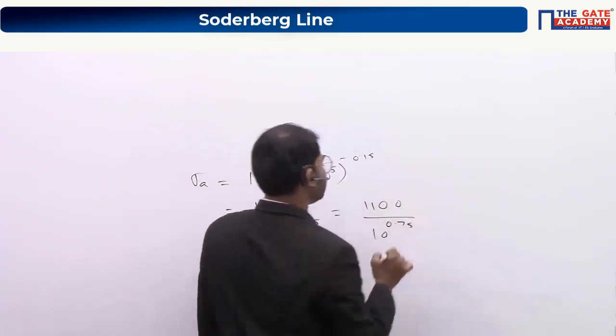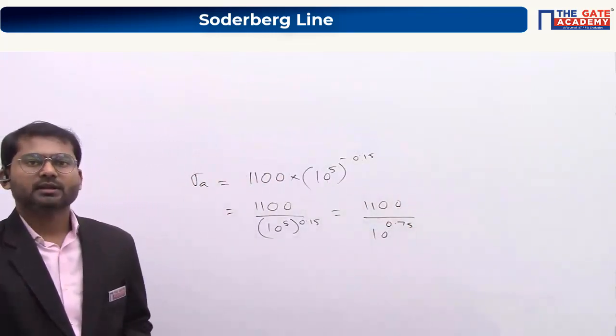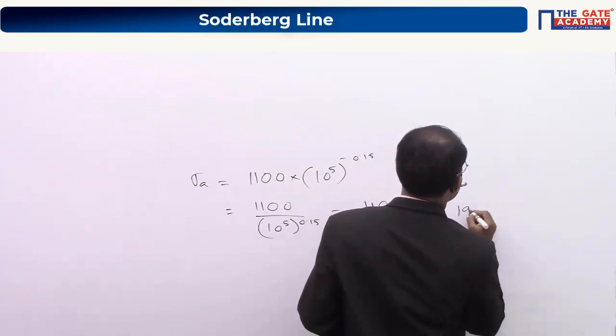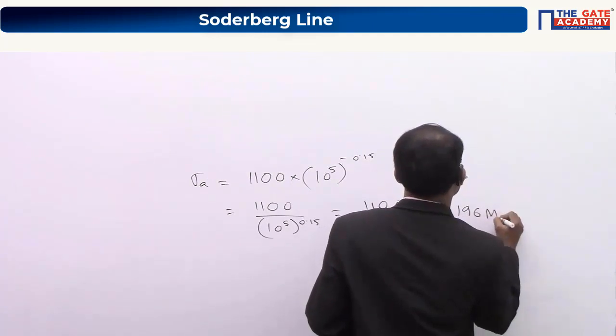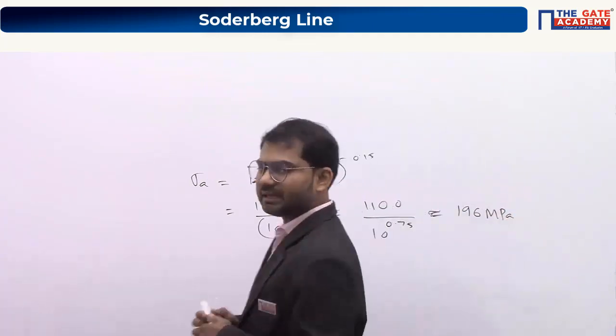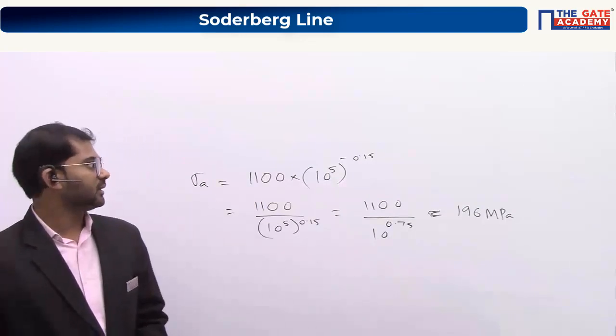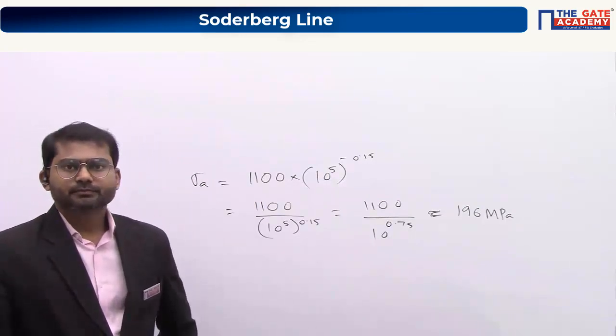So you just put this thing in the calculator. Understand? So you can get the answer. The answer should come out to be 195.6 or around 196 megapascal. So you'll be getting the answer directly in megapascal because in the question they already told that sigma A is in megapascal. Clear? Understood?